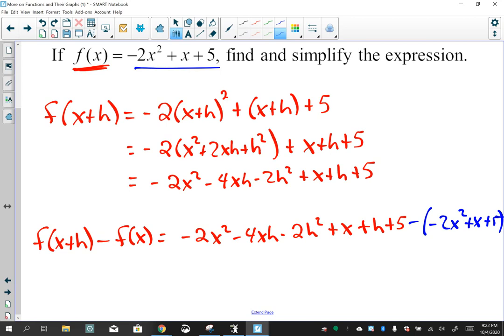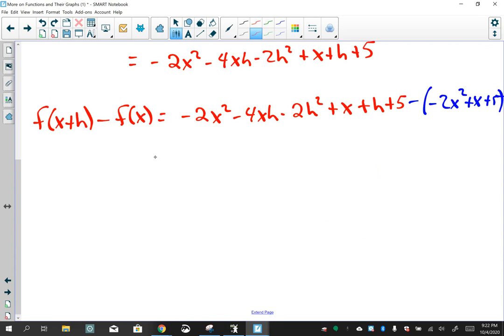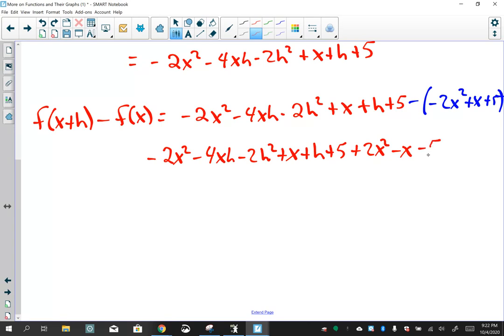Okay? Now I'm going to clean this up because we like to clean things around here. So this gives me negative 2x squared minus 4xh minus 2h squared. Told you this is a lot of algebra. Plus x plus h plus 5 plus 2x squared minus x minus 5.